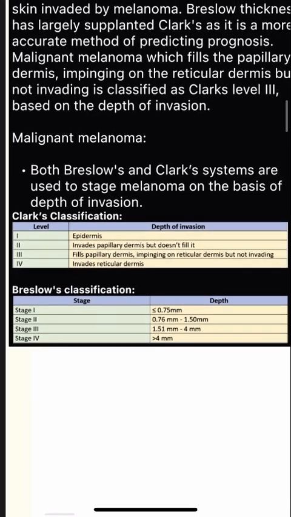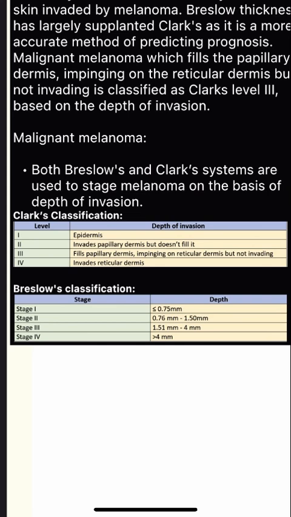Classification. Level 1 is epidermis, level 2 invades the papillary dermis but doesn't fill it. Level 3 fills the papillary dermis, impinging on the reticular dermis but not invading, and level 4 invades the reticular dermis. Whereas Breslow's classification includes stages 1 to 4. In stage 1, the depth is less than 0.75 mm. In stage 2, it is between 0.76 mm and 1.5 mm. In stage 3, it is 1.5 to 4 mm. And in stage 4, it is more than 4 mm.